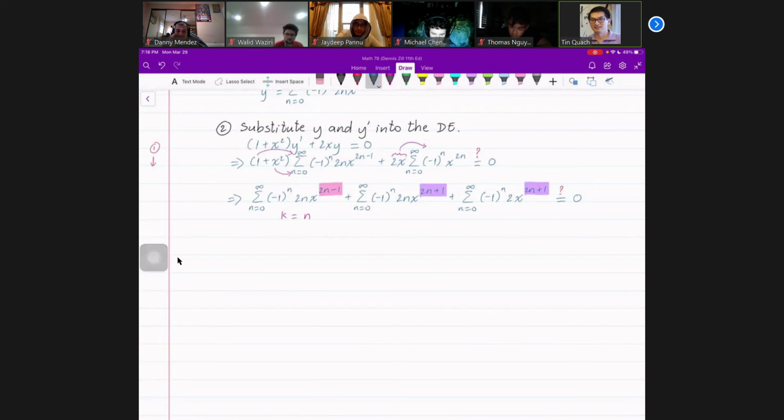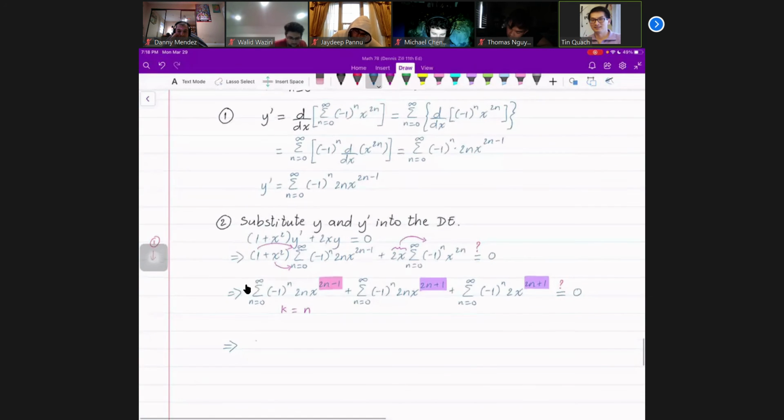So down here, what we have is the series. Oh wait, I forgot to do something extra. You see right here? What happens when n is equal to 0? When n is equal to 0, the first term is 0, isn't it? So that is the same as starting from 1, because when n is 0, the first term is 0. So you can just eliminate that.